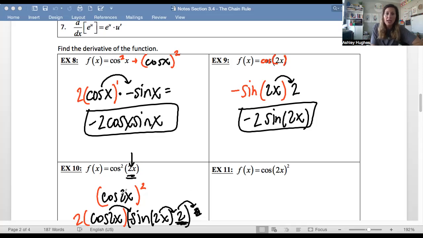So this is like a 3-layer M&M. Sometimes people say it's like a peanut M&M, like I have this on the inside, right? So you have that squared, cosine, and the 2x. You stop once you do the derivative of the 2x, which is that 2.